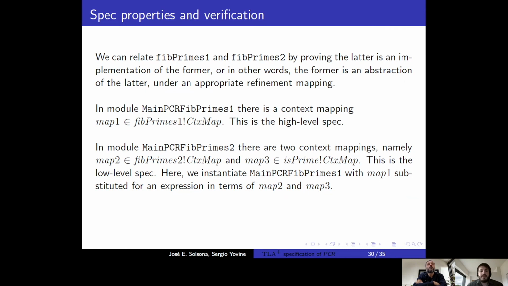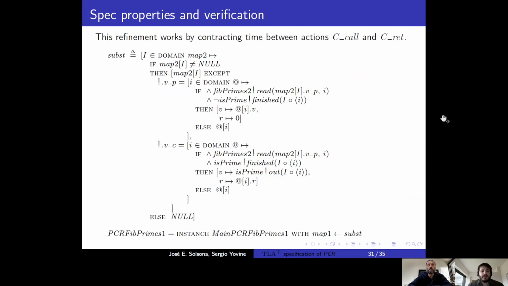We can relate Fib'1 and Fib'2 by proving the latter is an implementation of the former under an appropriate refinement mapping. In the main module of Fib'1, there is a context mapping, map1. We consider this the high-level spec. In the main module of Fib'2, there are two context mappings, namely map2 and map3. We consider this the low-level spec. In this module, we instantiate the main module of Fib'1, with map1 substituted for an expression in terms of map2 and map3. So here is the expression.